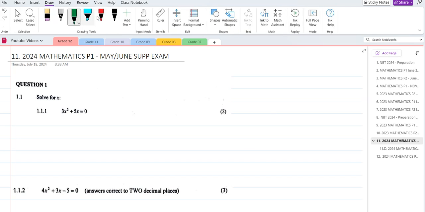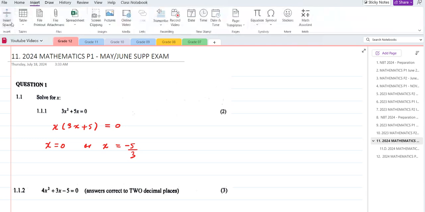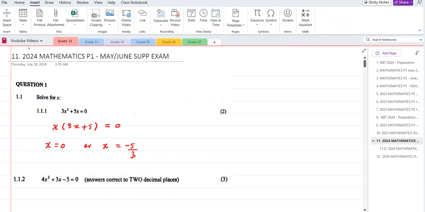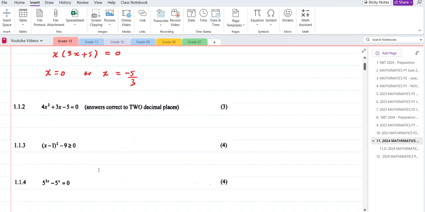In order to solve this problem, remember we need to factorize it. So we can take out x as a common factor, and we are left with 3x plus 5, because if you take 3x squared divided by x, we get 3x, and 5x divided by x is 5, is equal to 0. Now we have it in factor form, so either x is equal to 0 or x is equal to the opposite sign and divided by 3, negative 5 over 3. Right, so pretty simple.